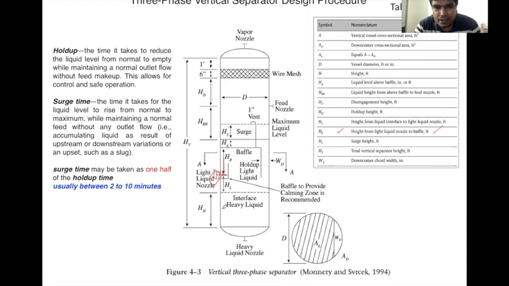Again, this HL is there, right? So HL is the height from the liquid interface to the light liquid nozzle. Okay, so this is the interface between the heavier liquid and the lighter liquid, and from this the height HL is defined. So HL is the height of the liquid from this liquid interface to the nozzle. So in this way, there are several heights you can see, right? Now once you combine all these heights, you will get the total height, right?